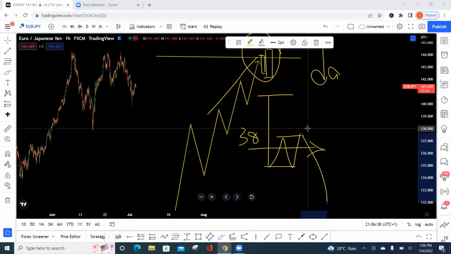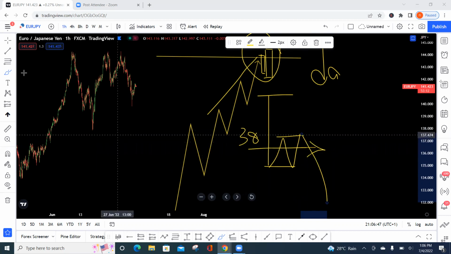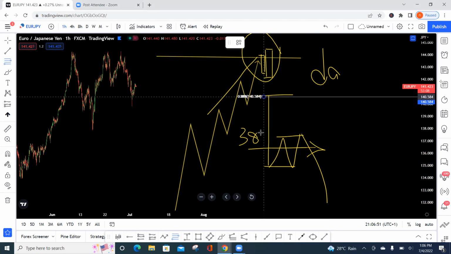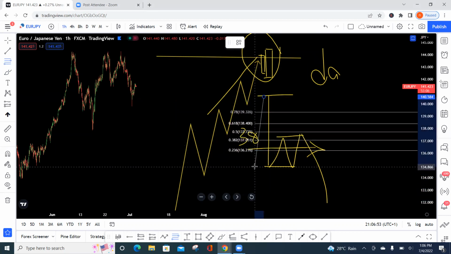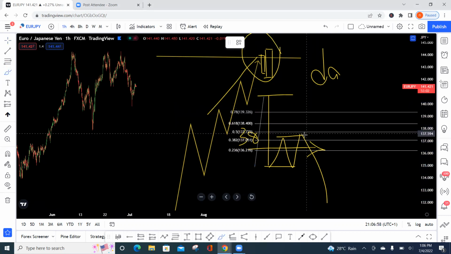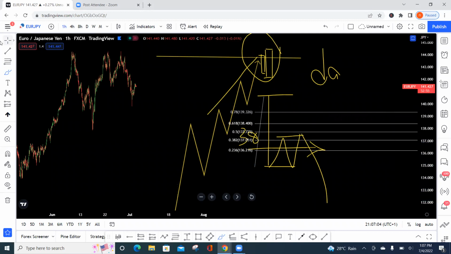So it is allowed. But most of the time, even when I see a little corrective structure that is sideways and is corrected to 38% this way, I don't normally take it. I don't know why. I just don't feel like taking a shallow retracement. This is a shallow retracement. I don't take it. This is 38. Can you see it here? I don't take it. I want to take a minimum of 50 to 61.8.